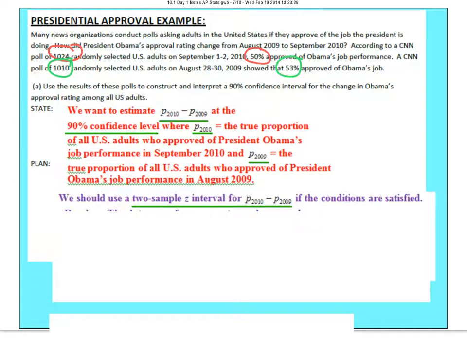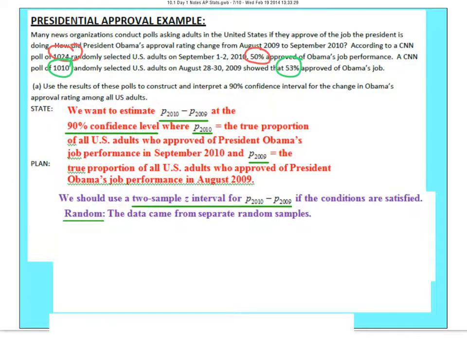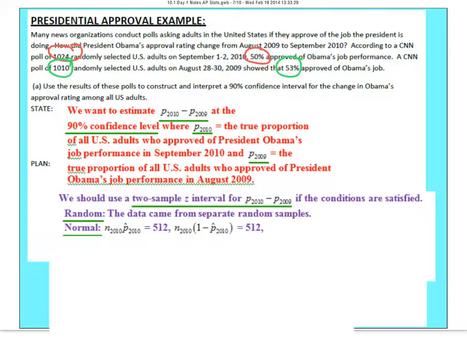Now, let's confirm the conditions. Remember, random, independence, and normality still hold. For random, the data came from separate random samples, so we were good. For normality, we do need to show that for both the first set of data and the second, they're both at least greater than or equal to 10. Here we have the calculation, final answers for both of those components, so it meets that it's approximately normal.